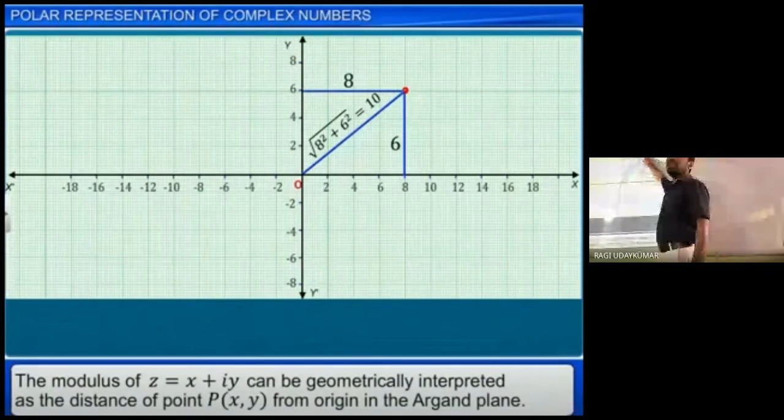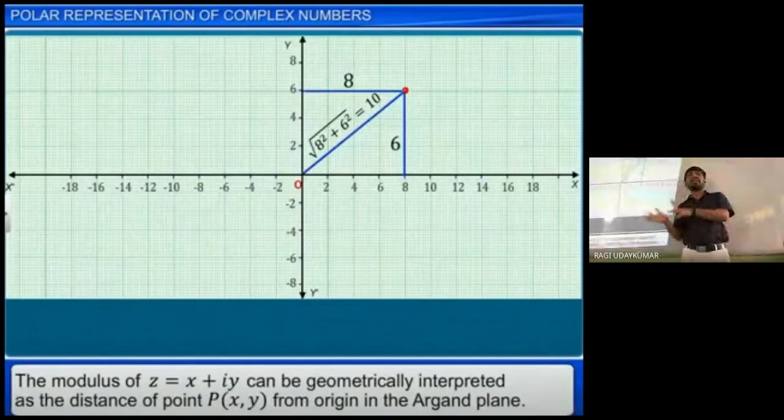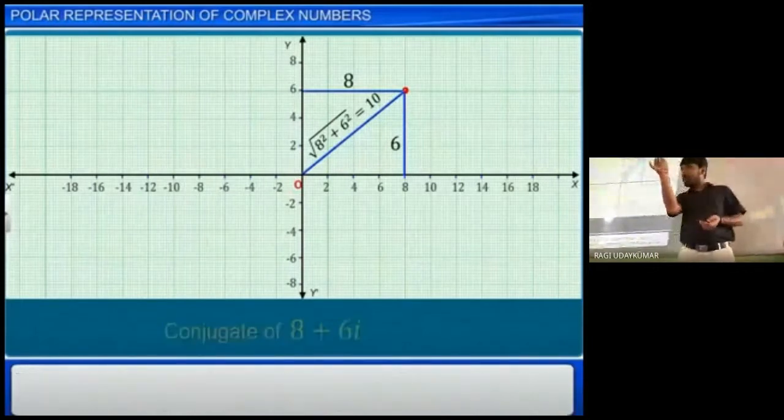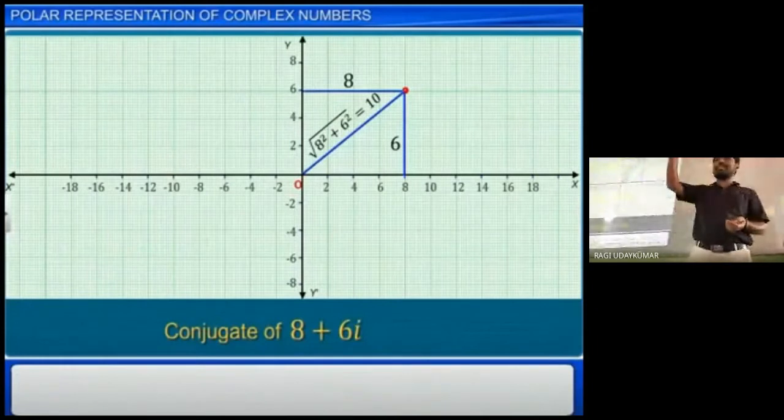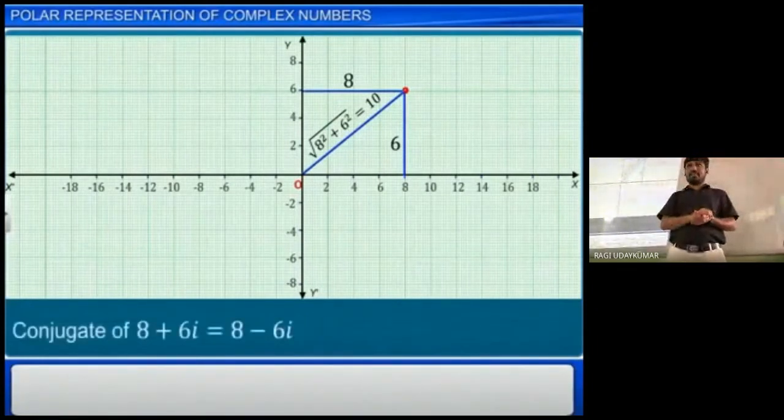How can we describe the modulus of a point? Any point. The modulus of z equals x plus iy can be geometrically interpreted as the distance of that particular point from the origin in the Argand plane. So the distance of any point from the origin, that distance we can call mod z. Modulus z. We are going to get that modulus.